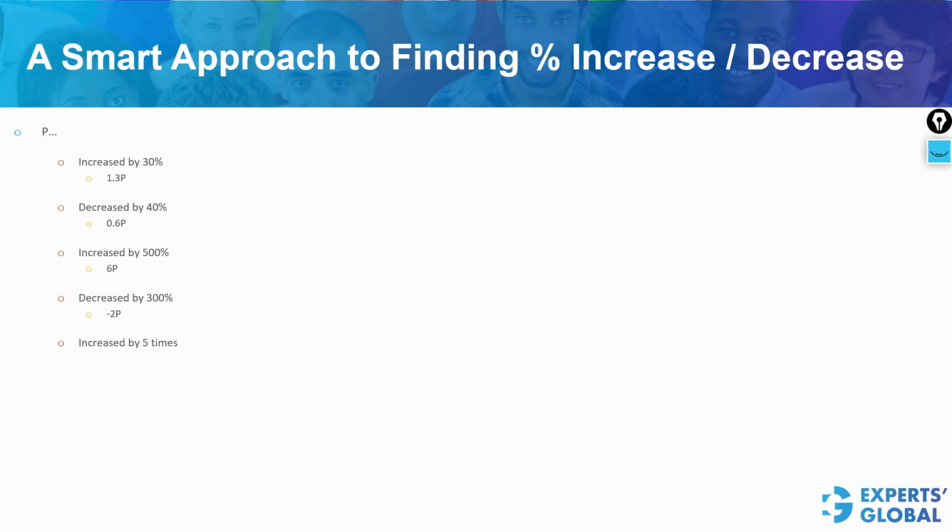Increased by 5 times, so there is an increase of 5p here. The value would become p plus 5p, which is 6p. Increased to 5 times, that means p has become 5p, therefore the increase is only 4p. That means there is a 400% increase. Increased to 700% of its value. See, p has become 7p, therefore the increase is 600%. Increased by 700% of its value, so the increase is 7p. The new value would be 8p.